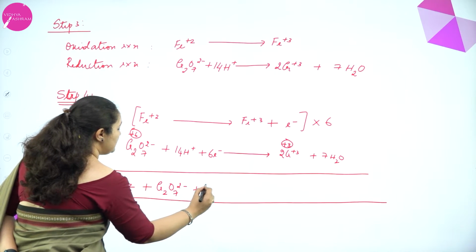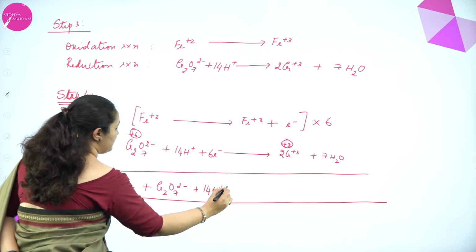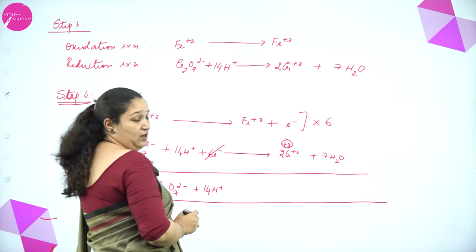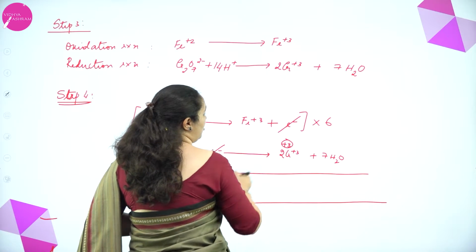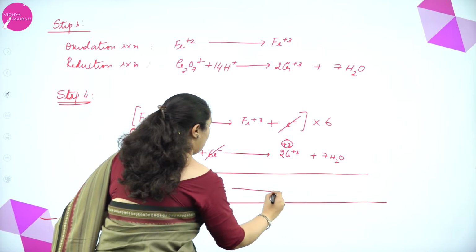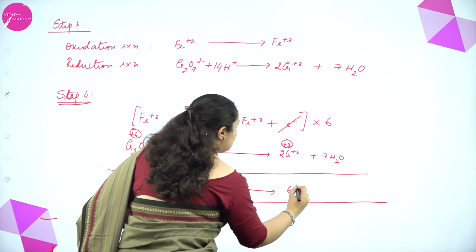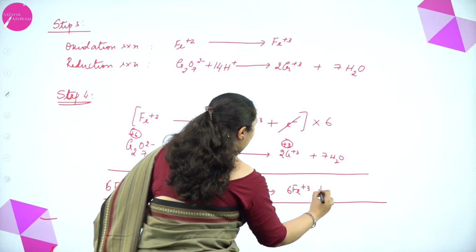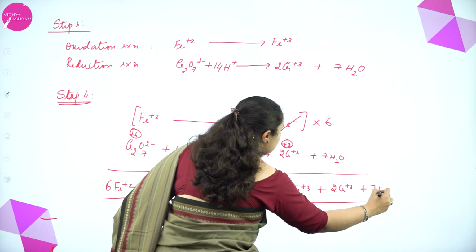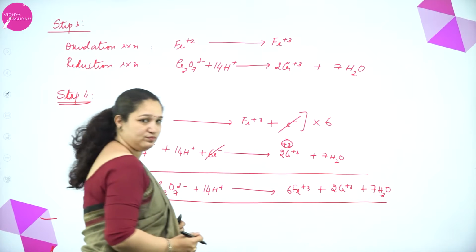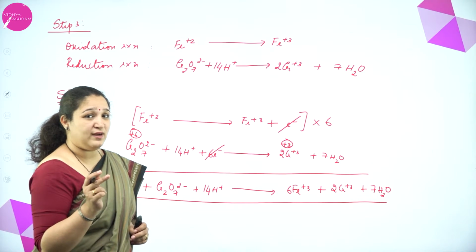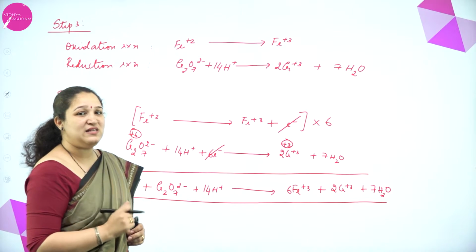Cr2O7 2 minus plus 14H plus. Now 6 electrons on the left hand side, 6 electrons on the right hand side gets cancelled. Okay. So here I'll get 6 Fe plus 3 and 2 Cr plus 3 and 7 H2O. We can use the same method, the trick that I explained, to see whether your balancing is right.